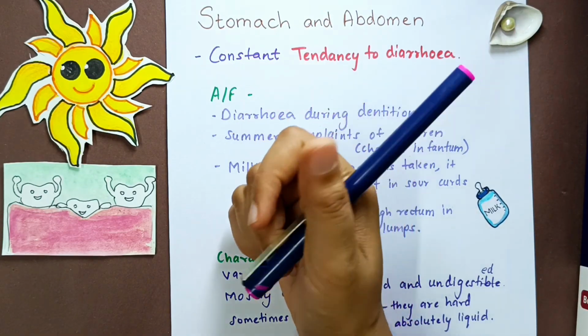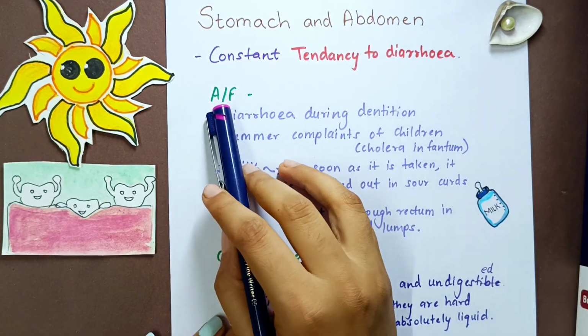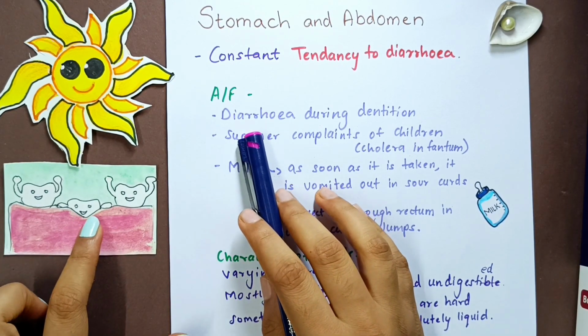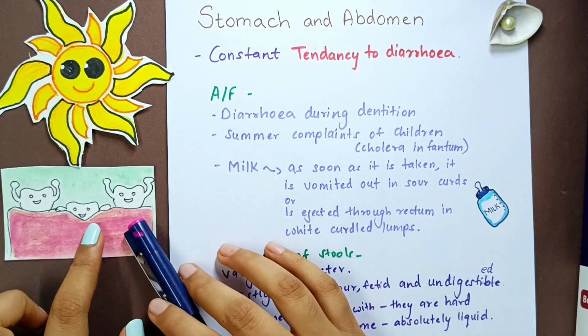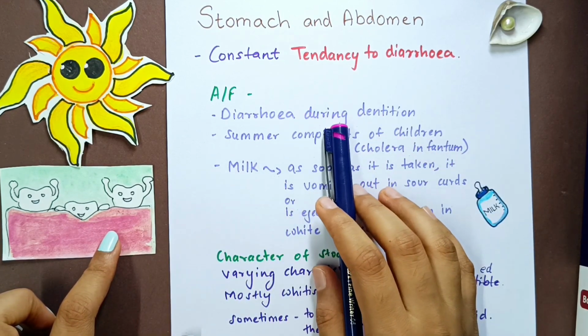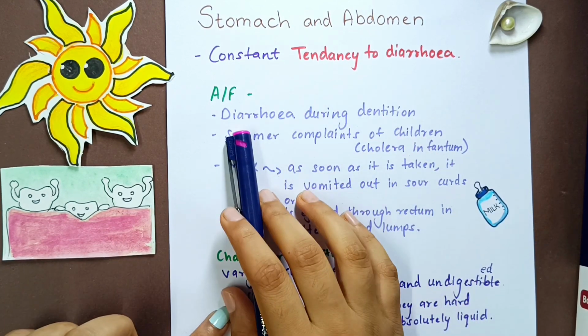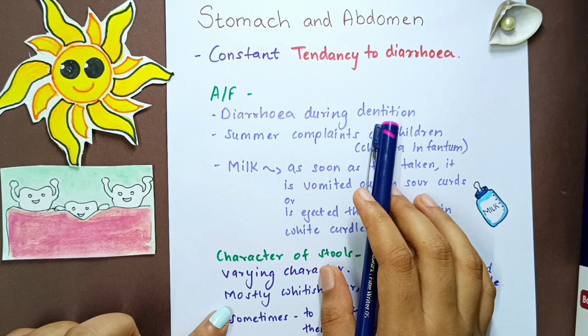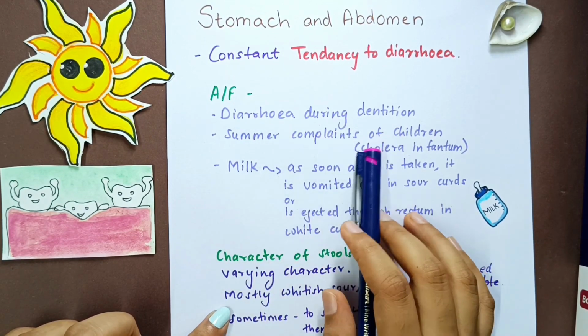So let's start. When we talk about ailments from, there is diarrhea during dentition. We saw this picture when we were talking about the Calcarea Carb baby. During dentition, there were a lot of symptoms that this patient has, and diarrhea during dentition is also there in these patients. Or the summer complaints of children, meaning what?